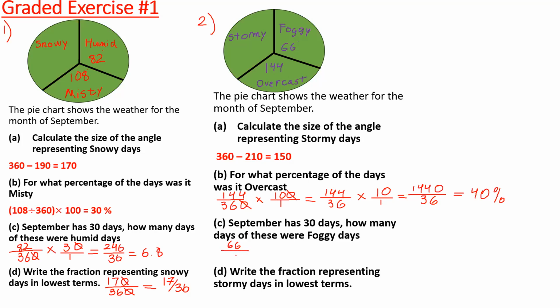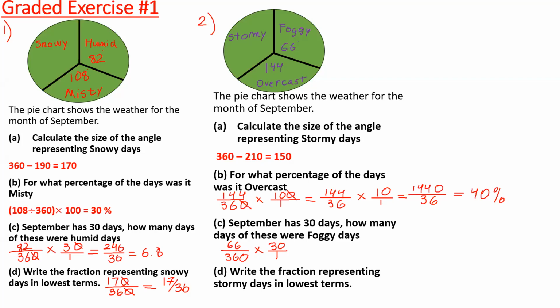66 over 360 multiplied by what? Multiplied by 30, divided by 30 over 1. Good. And what do we do in this case? We are going to what? Cancel out the zeros. Very good. We're going to cancel out the zeros.